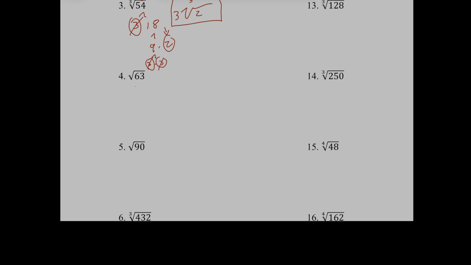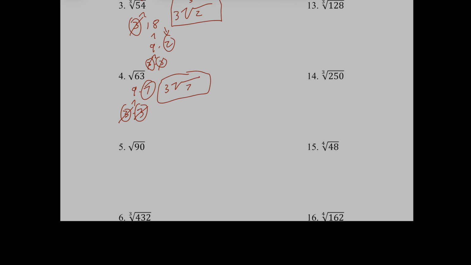Let's go 63, and I'm going to go 9 times 7. And then this is going to become 3 times 3. These are my prime numbers. It's a square root, so I only need to find a pair, which I found one, and I pull it out, and I leave what's in. Done. Okay, let's go ahead and go to number 5.